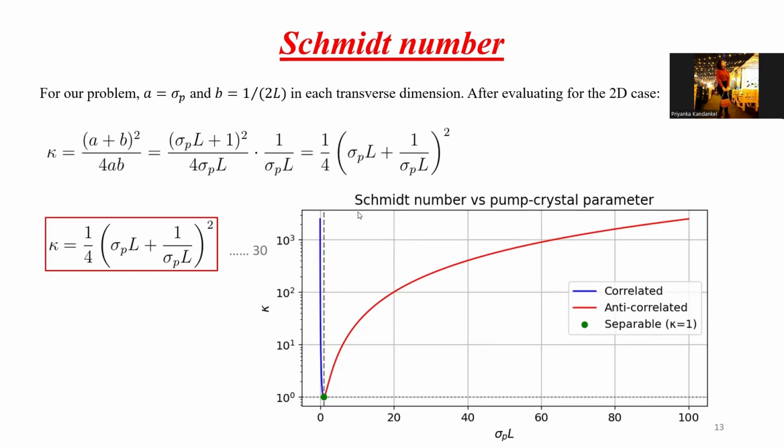So the figure you are seeing here is the plot between the Schmidt number and the pump crystal parameter. You can see the minimum value, that is kappa equals 1, occurs at sigma p l equals 1, which is the separable case, and the two Gaussian widths are equal, that is r equals 0 and lambda 0 equals 1, and the photons are not entangled. But as this sigma p l moves away from 1 in either direction, kappa grows rapidly, signaling stronger and stronger entanglement.